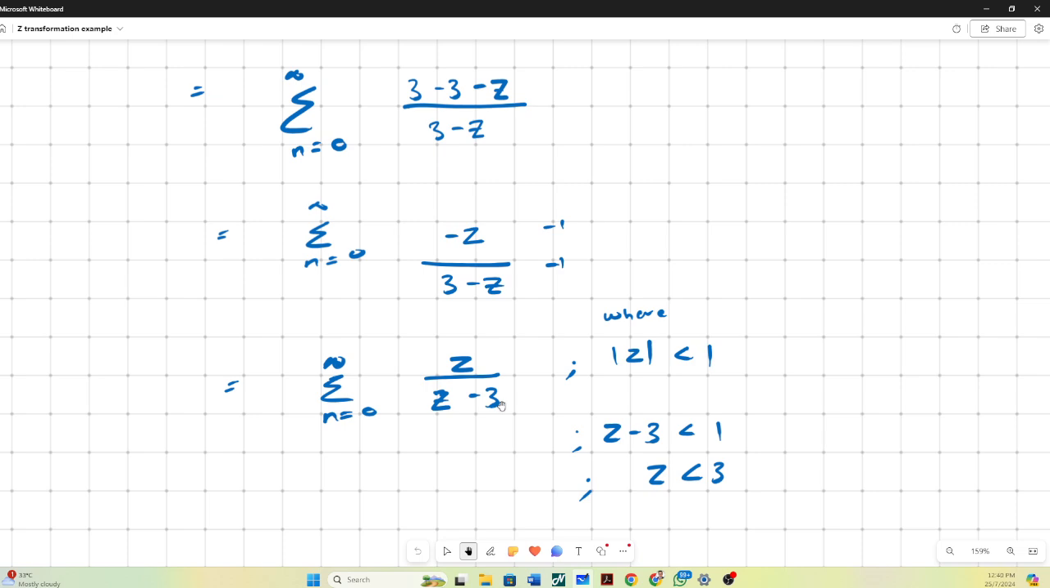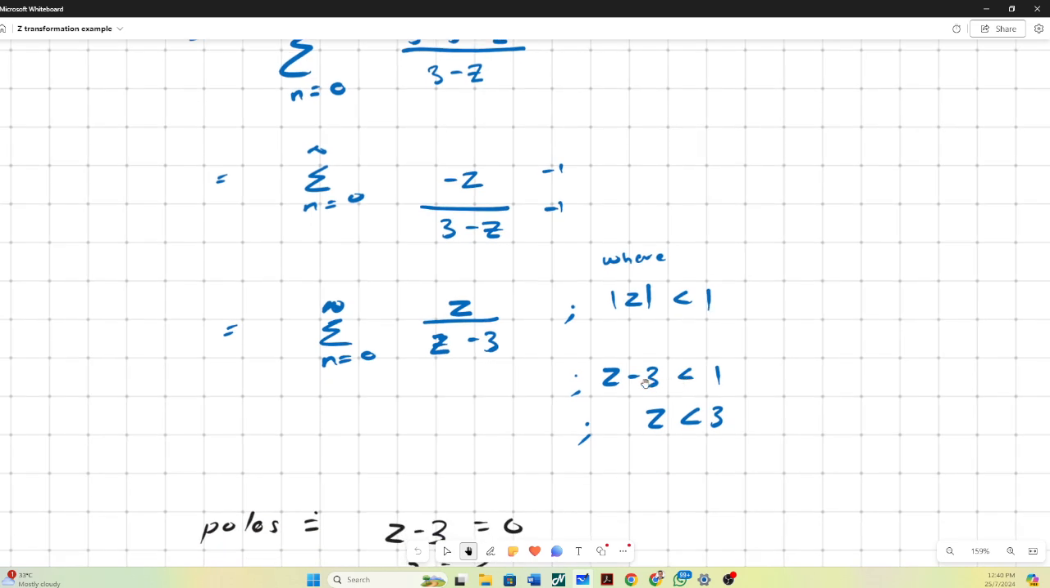So we can conclude that the magnitude of z over 3 must be less than 1 for the series to converge. So the signal only exists when that ratio is less than 1. So we can conclude that z must be less than 3, when we bring the 3 to the right side. So the signal only exists when z is less than 3.